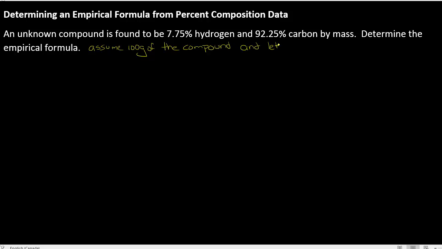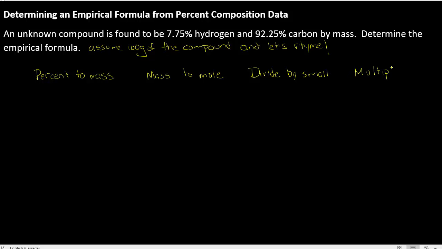We have to make an assumption when we're given percent composition data and asked to find an empirical formula. We need to assume there's 100 grams of the compound, and then we need to rhyme. So, percent to mass, mass to mole, divide by small, and multiply till whole. These 4 steps will take you from any percent composition data out to an empirical formula.